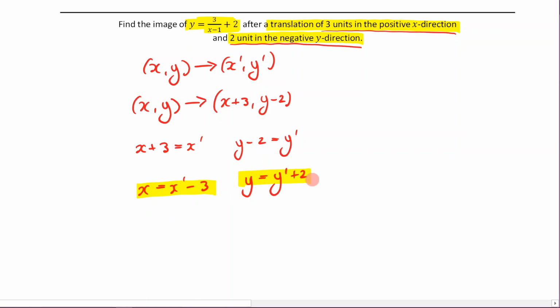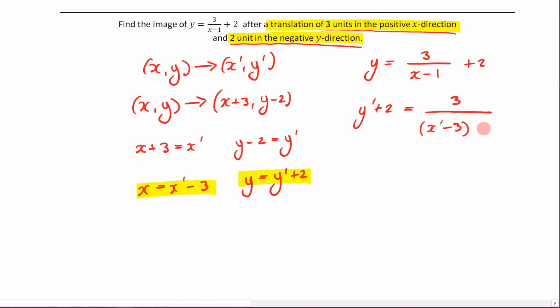These equations that we have just created are very important. We're going to be subbing them into our original graph. Our original graph is given right here. It is y is equal to 3 over x minus 1 plus 2. So into this y spot, I'm going to put y dash plus 2 equals 3 over, and into my x spot, I'm going to put x dash minus 3. So I'm putting that into that spot right there. Remember, you still got a minus 1 and a plus 2 on the outside.